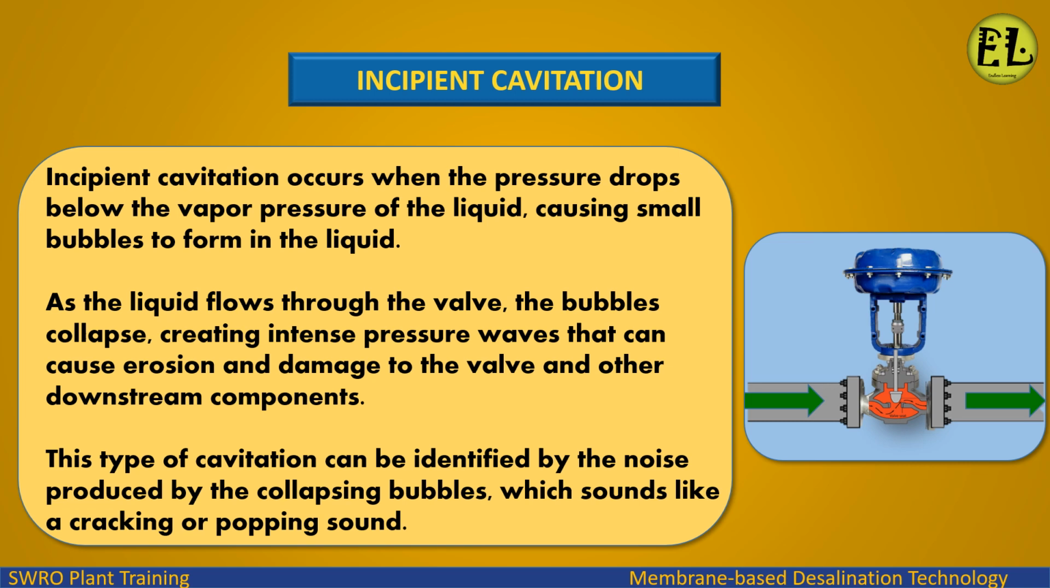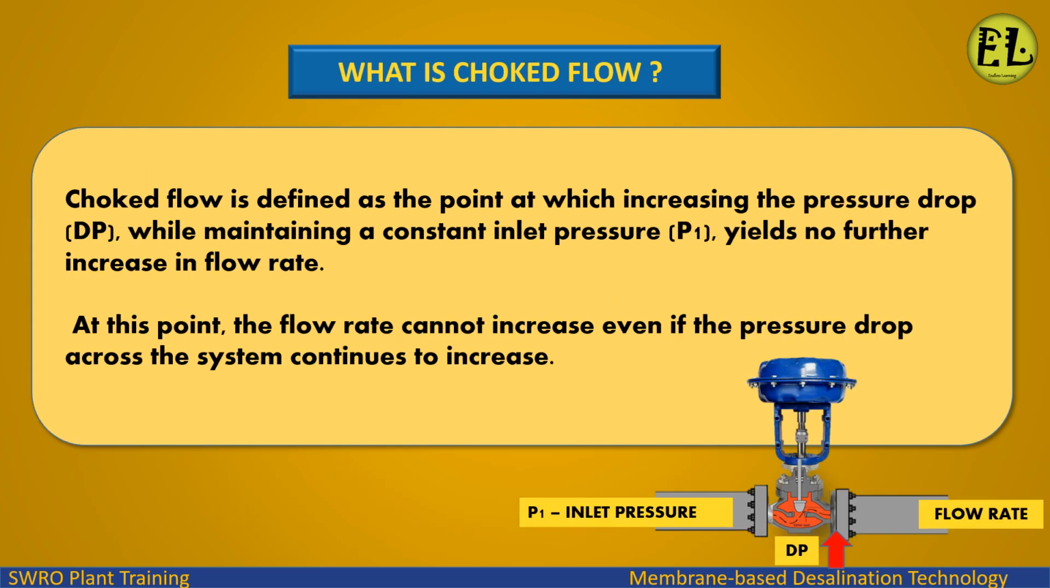Incipient cavitation. Incipient cavitation occurs when the pressure drops below the vapor pressure of the liquid, causing small bubbles to form in the liquid. As the liquid flows through the valve, the bubbles collapse, creating intense pressure waves that can cause erosion and damage to the valve and other downstream components. This type of cavitation can be identified by the noise produced by the collapsing bubbles, which sounds like a cracking or popping sound. What is choked flow?